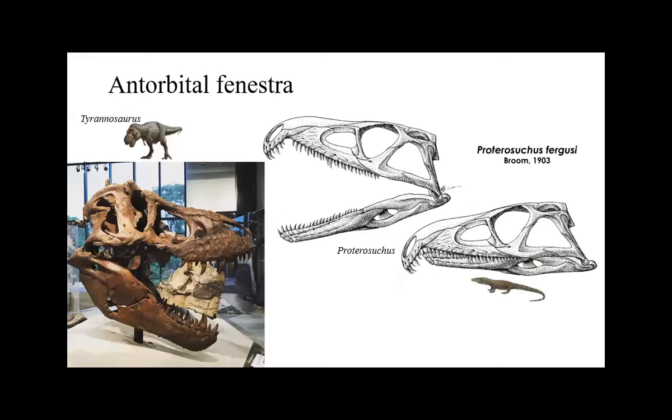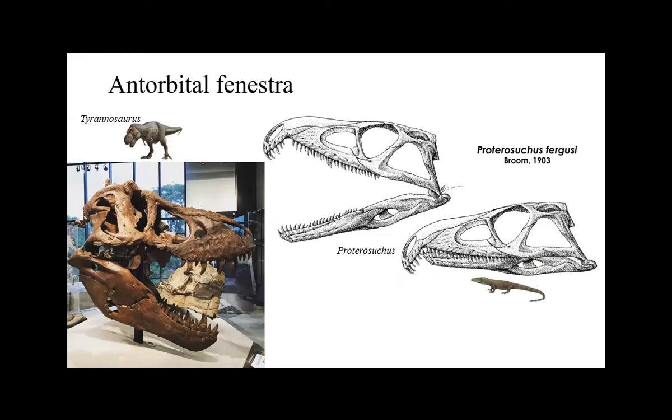The other one, and this is a very big one for everybody who likes dinosaurs or goes to museums and looks at fossils, is an antorbital fenestra. So in front of the eye, anterior to the eye, a fenestra. So you guys have already heard of the lateral temporal fenestra, the upper temporal fenestra.